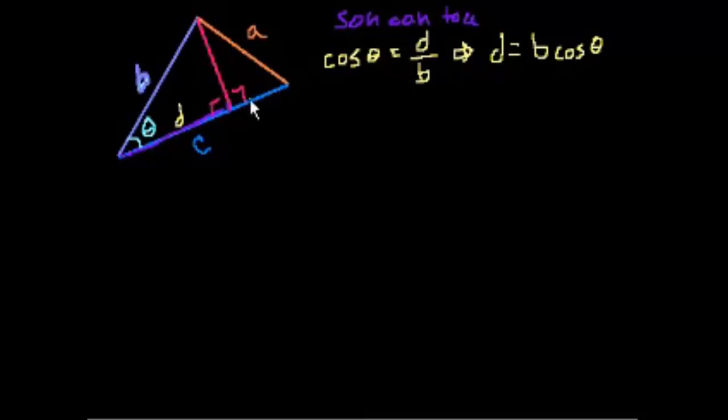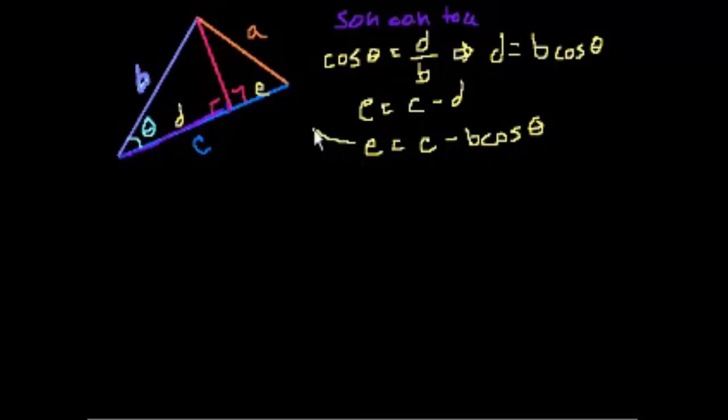Now let's call this side E, right here. Well, what's E? E is this whole C side minus this D side, right? So E is equal to C minus D. We just solved for D. So side E is equal to C minus B cosine of theta. So that's E. We got E out of the way.